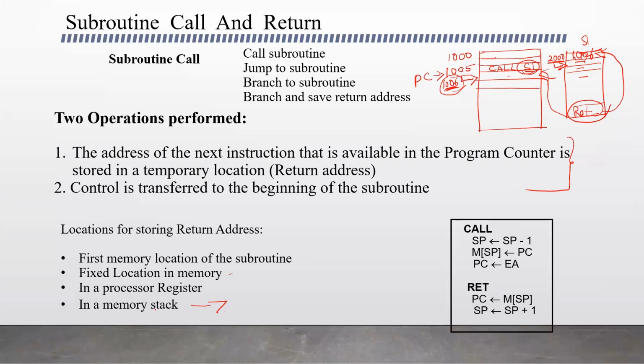Why is it more efficient? When there are nested subroutines. Here there is a subroutine call in the main program, a call to S1. Let's say S1 is executing, and here again there is a call statement that calls subroutine S2. So in memory, we have subroutine S2, starting at location, let's say, 3000.